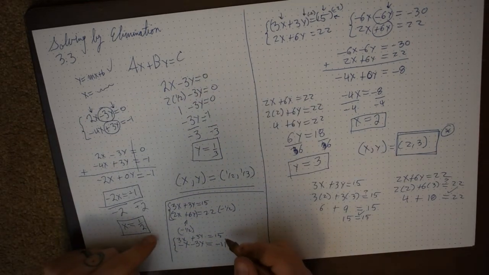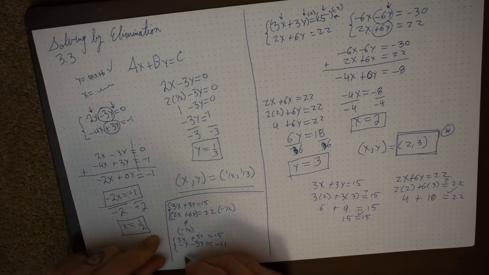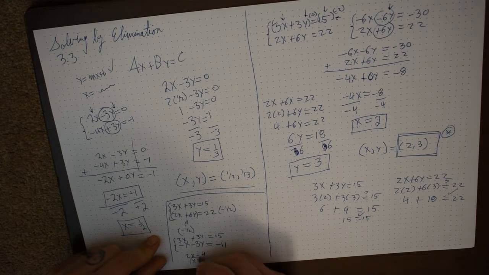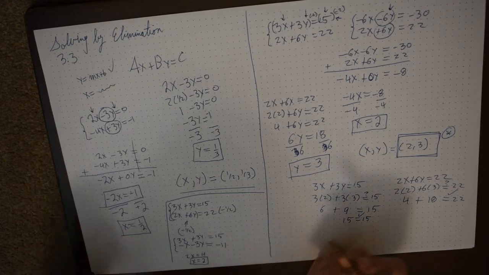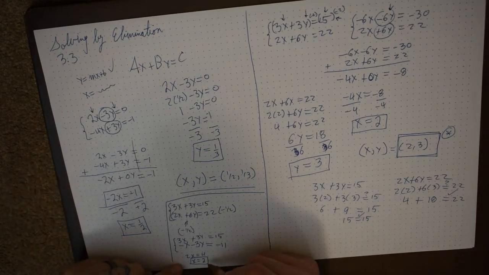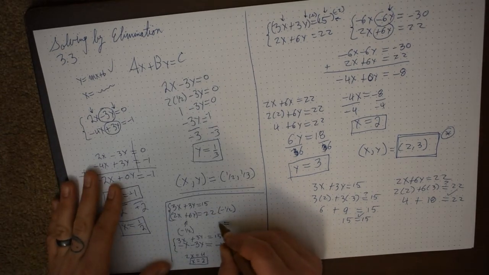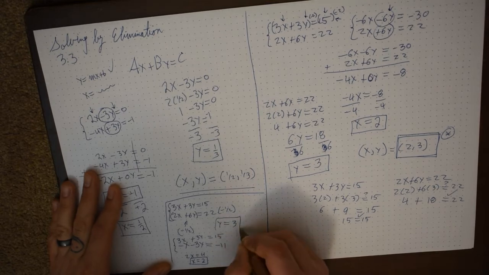Well, if we were to run through this real quick, this would say that 2x would be equal to 4, and x would be equal to 2. Doesn't matter which equation we modify, we go through, plug x is equal to 2 back into either of these equations, and we'd still get y being equal to 3 when we're done.